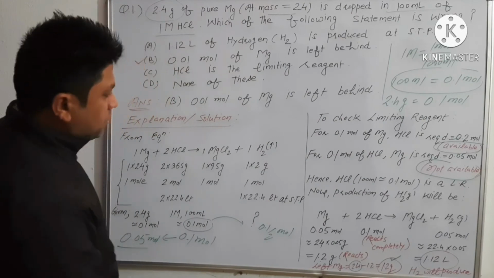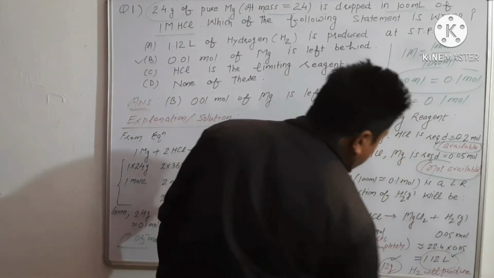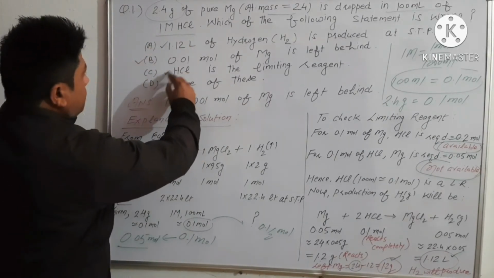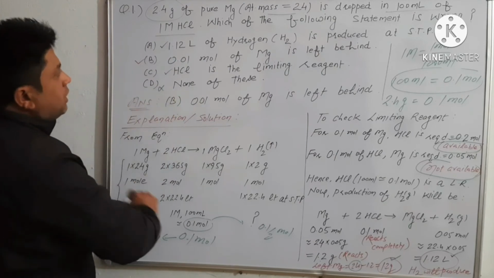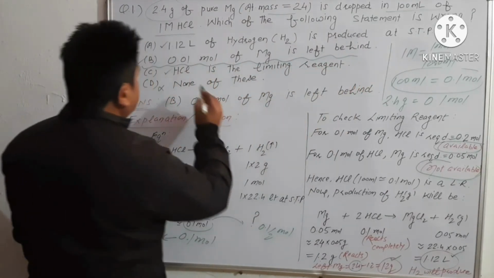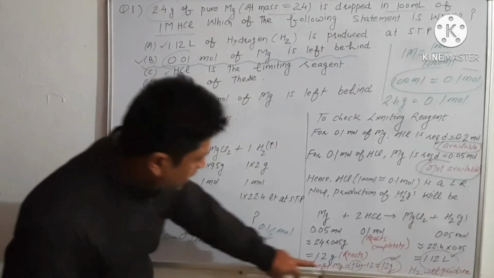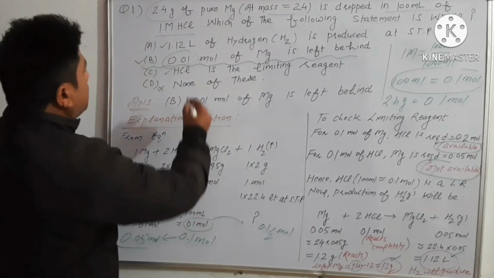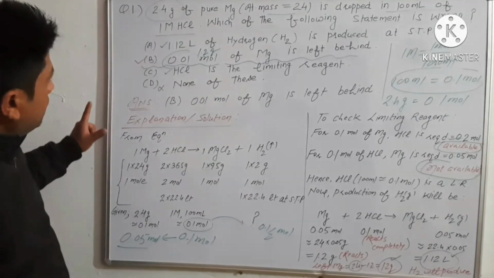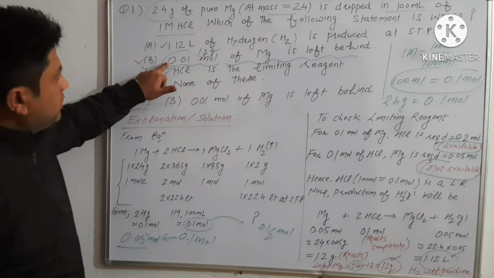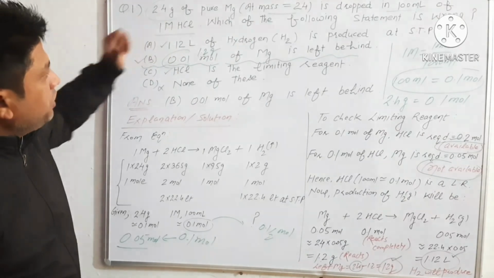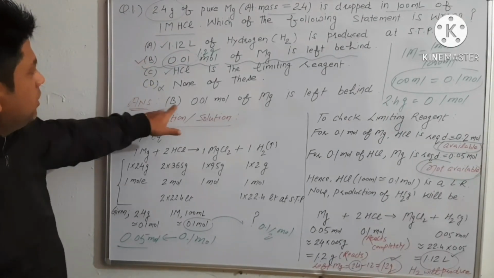Let me see which statement will be correct. According to these three conclusions, we can say this one is correct. HCl is also the limiting reagent. This is actually the wrong statement: magnesium left behind is given as 0.01, but actually 1.2 gram is left behind. I hope your answer is clear. This one is wrong, but these statements are correct. So the statement that is wrong, we have answer option B.